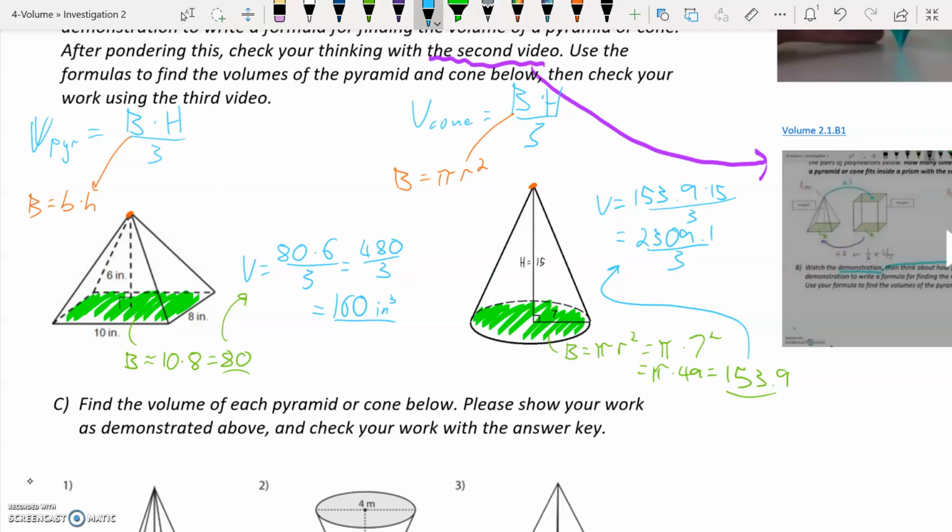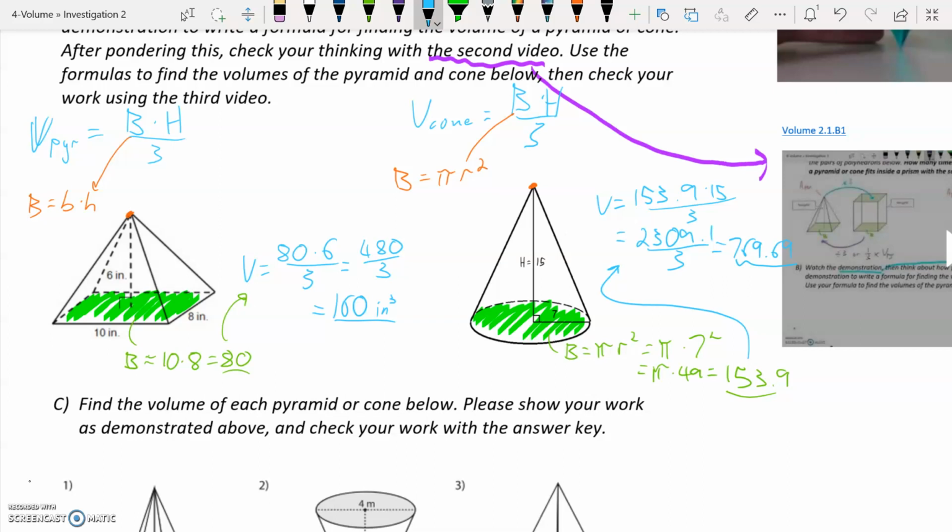You could also multiply by 1/3. It's just doing that with a calculator is a little bit more complicated. It's easier just to divide by 3. You have the same result. And so when we divide that by 3, we get 769.69. Yep, that's the volume of the corresponding cone.